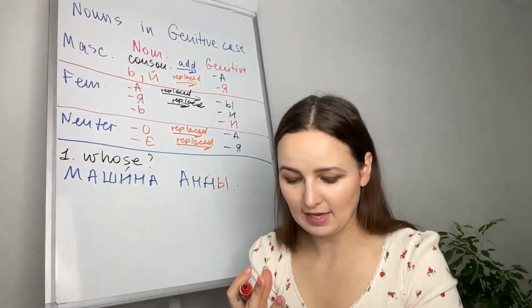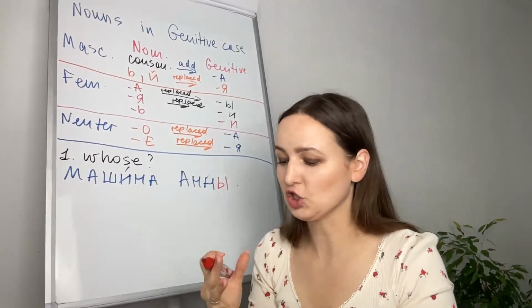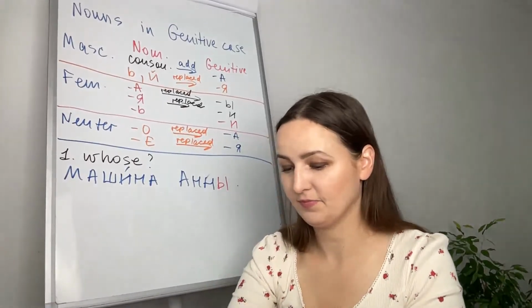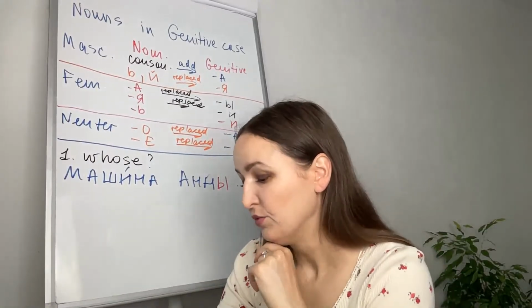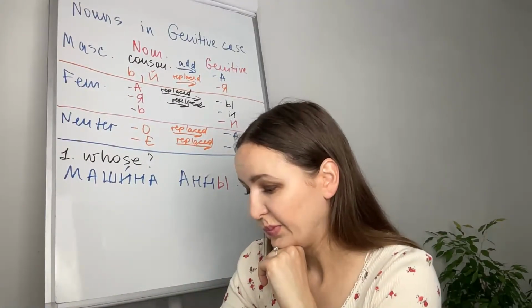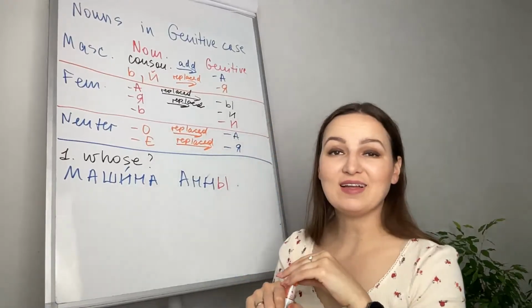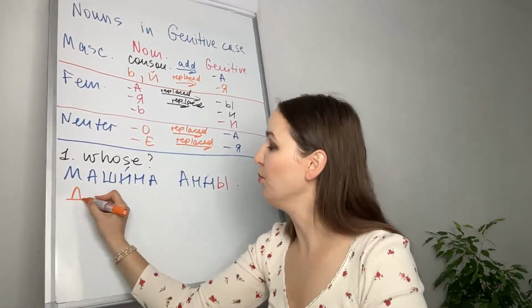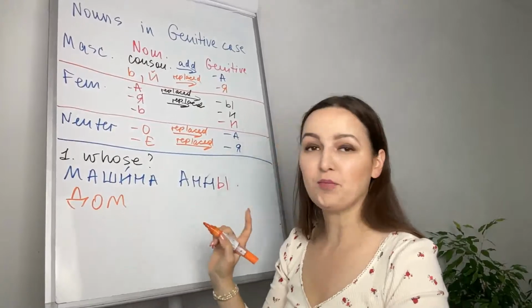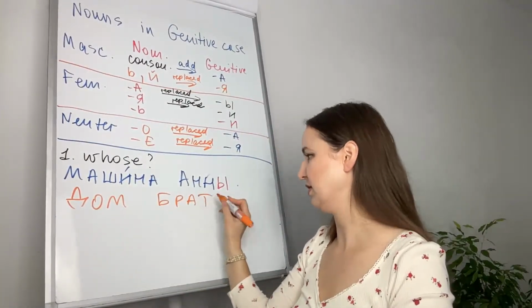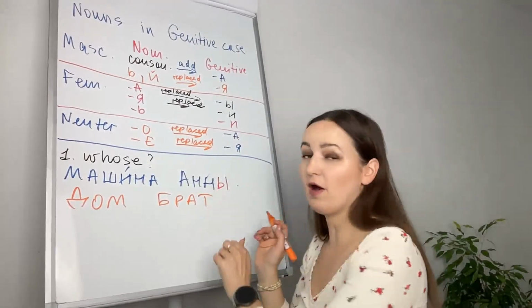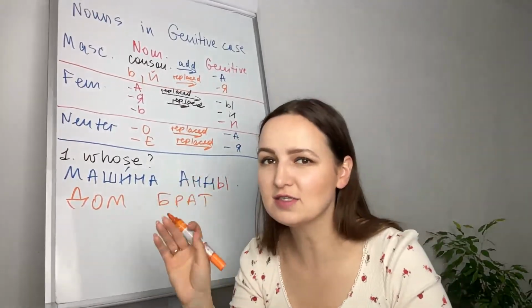Машина Анны. Anna's car. Машина Анны. Дальше, another example is my brother's house. Дом. Brother in Russian is брат. So in English we say my brother's, and that's enough.